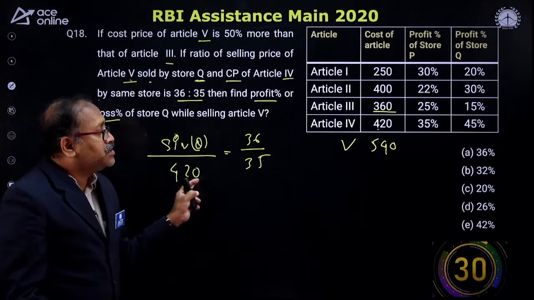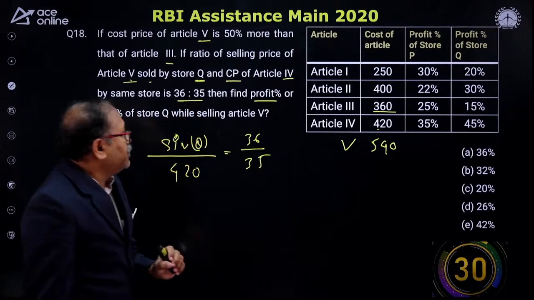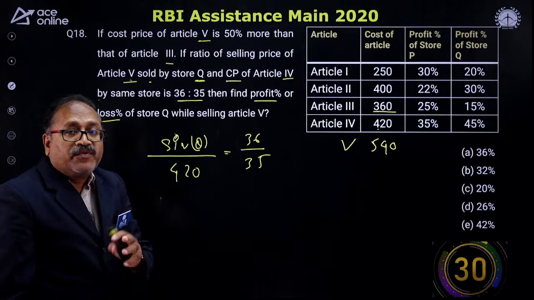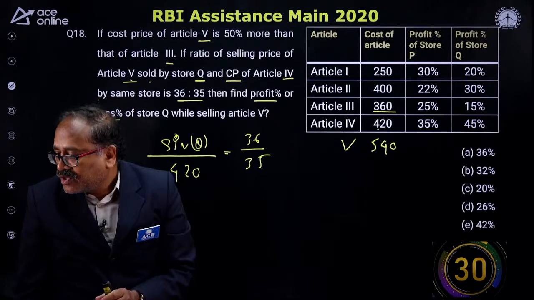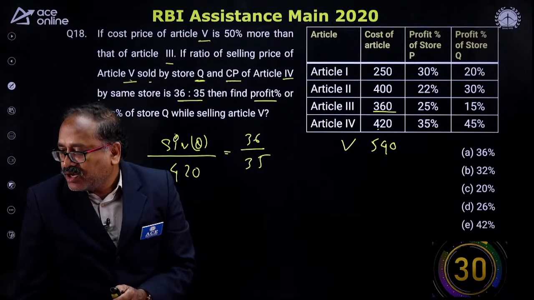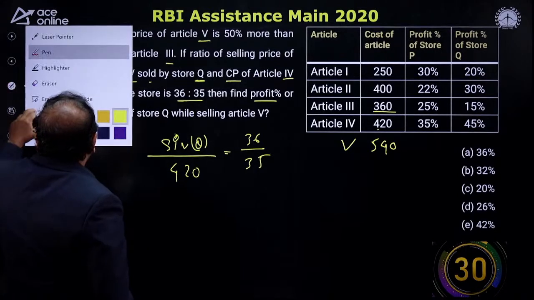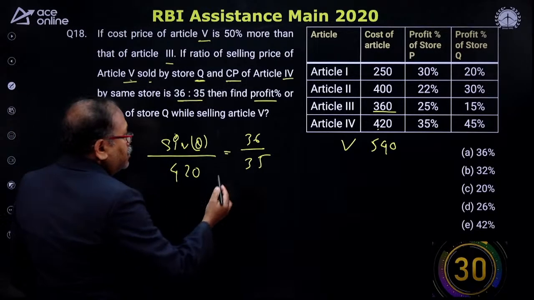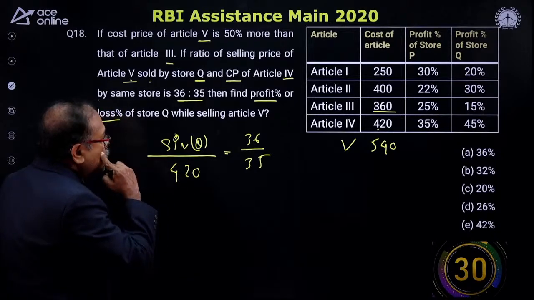You are getting the selling price here and you know the Article 5 cost price. You can find out the profit percentage. Anyone? Can I expect Subba Reddy? So if not, I will answer this question now. Here, can I cancel this part?